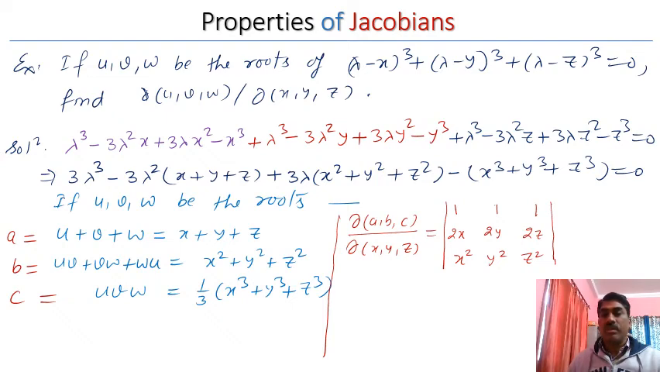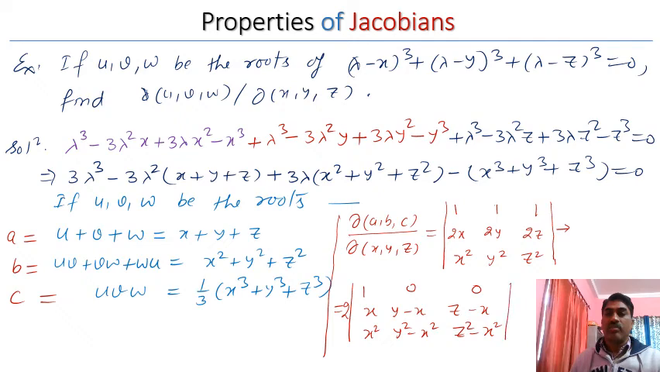As a thumb rule, you already know how to solve the determinants. Take column operations. So C2 minus C1 and C3 minus C1. So this will transform into 1 0 0, and you can take 2 common from the second row. So 2 is here, and y minus x, z minus x. Then this is x square, this is y square minus x square, this is z square minus x square. So again you can take y minus x common from the second column, and z minus x common from the third column.